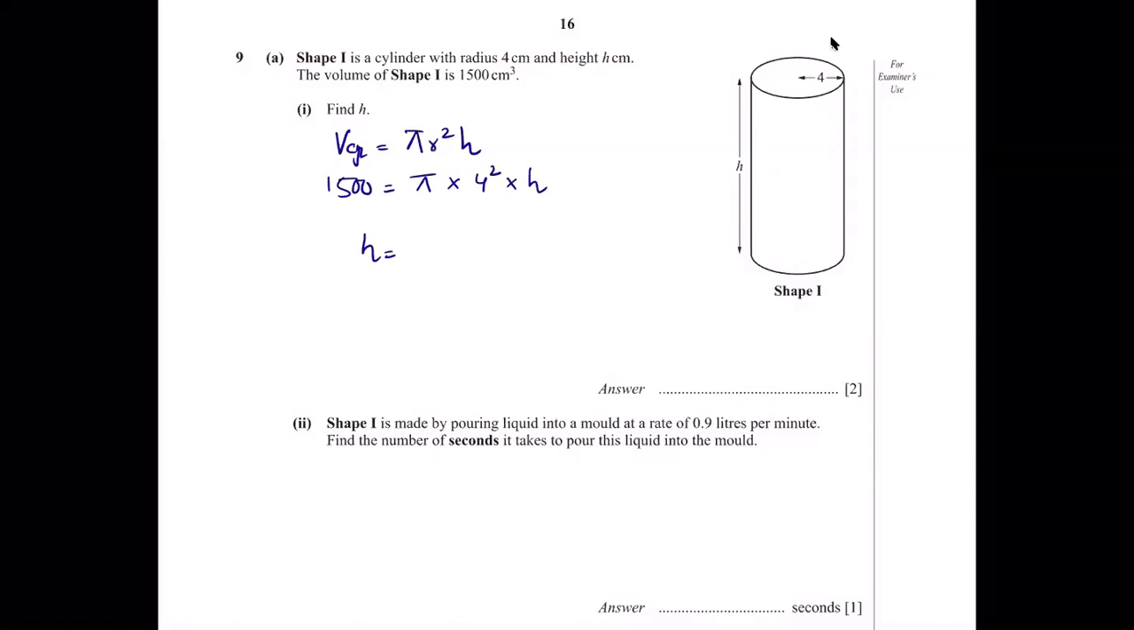1500 divided by 16 pi, 29.84. Okay, so in three significant figures h is going to be 29.8 centimeter. Keep working along with me.